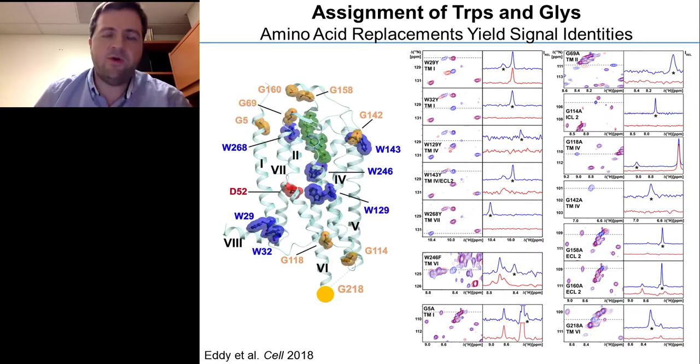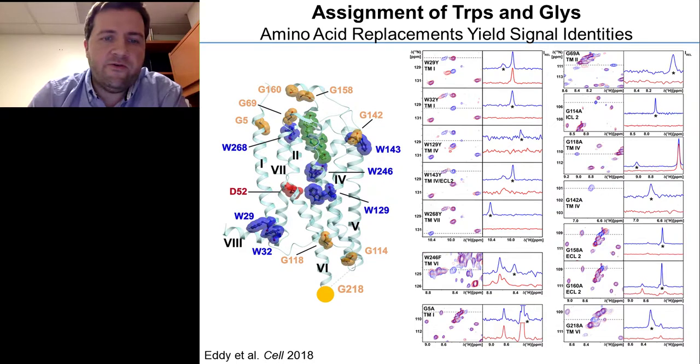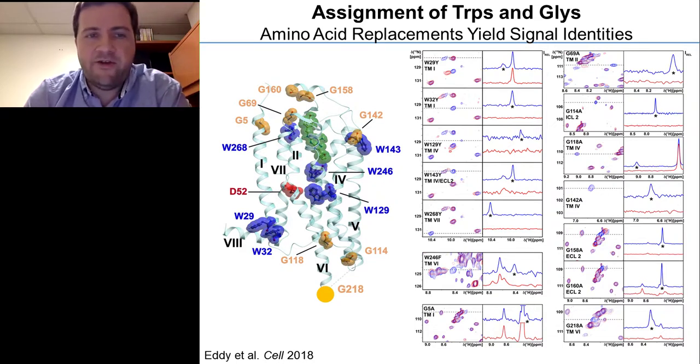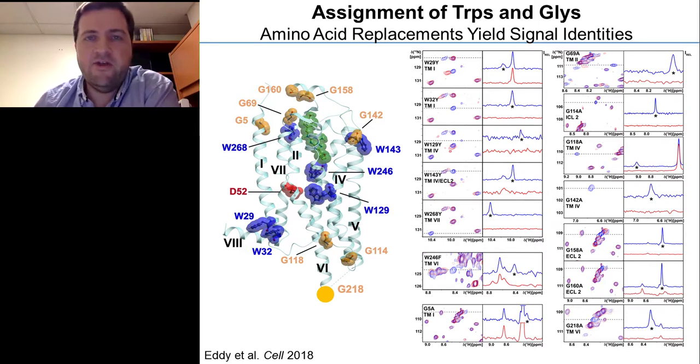By doing so, we were able to assign all 6 tryptophans located on the extracellular and intracellular surfaces, as well as the membrane spanning regions. We were also able to find 8 glycines distributed on the extracellular surface and the intracellular surface, including at a key location on the intracellular end of Helix 6.